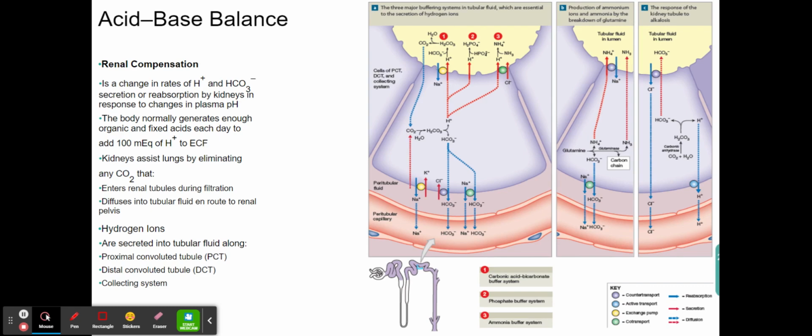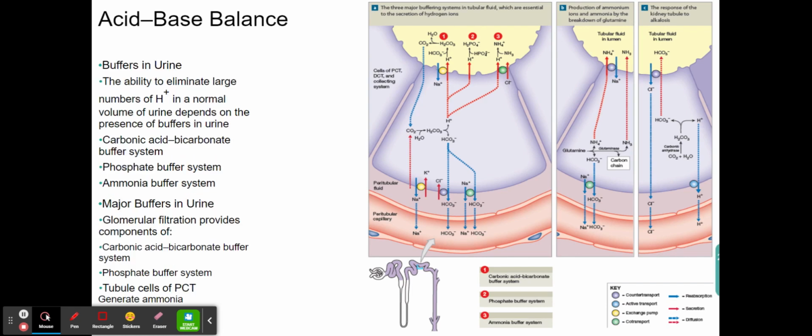Hydrogen ions are secreted into the tubular fluid along the proximal convoluted tubule, the distal convoluted tubule, and the collecting system. The ability to eliminate a large number of hydrogen ions in a normal volume of urine depends on the presence of buffers in the urine. The secretion of hydrogen can continue only until the pH of the tubular fluid reaches about 4.0 to 4.5.